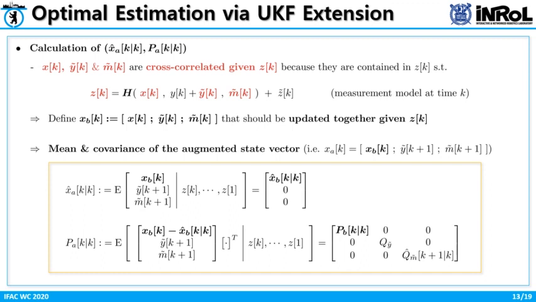The state and the sensing and modeling uncertainties at time k are contained in the measurement at time k. Thus, they are cross-correlated with each other given the measurement zk. This implies that they should be updated together in the Kalman correction stage of time k. Therefore, we define xb consisting of these cross-correlated variables, and then formulate the mean and the covariance of xa.